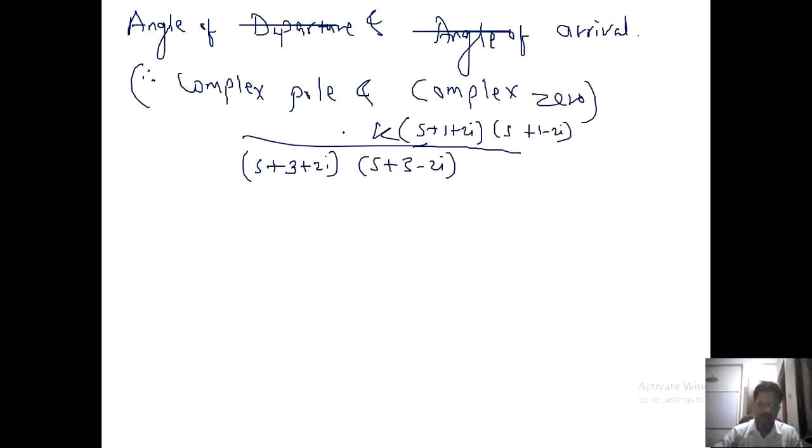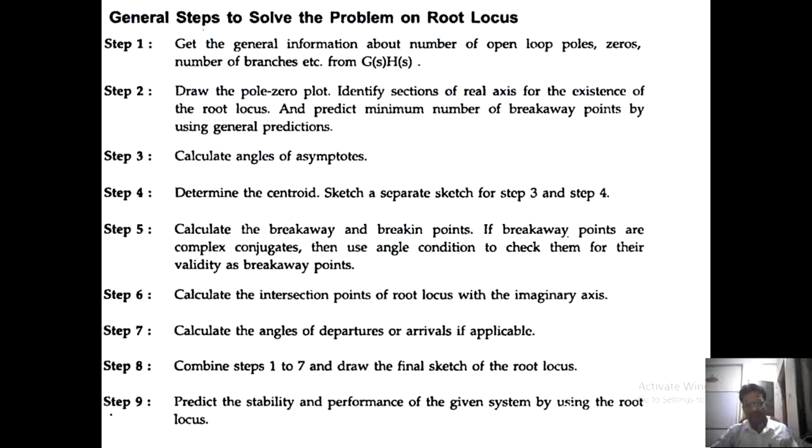Before we go for this rule, we'll cover some numericals which are called simple numericals. Simple numerical means without complex poles and complex zeros. Some real poles, real zeros, like k, S plus 1, S plus 2, S plus 5, S plus 7. We'll solve some numericals with real poles and real zeros, and after that we'll go for this rule where the numerical contains complex poles and complex zeros. Okay.